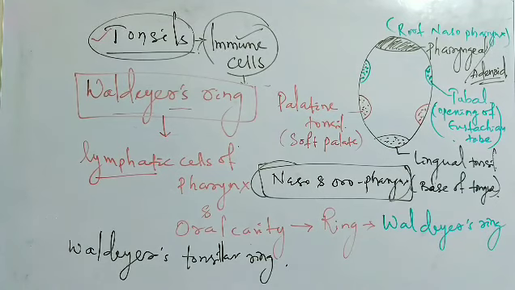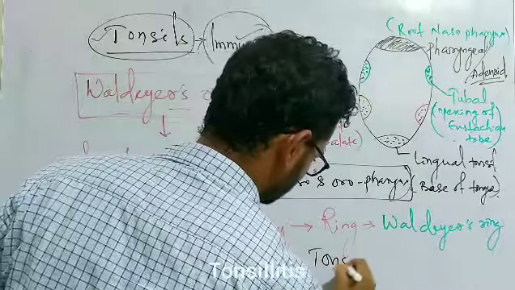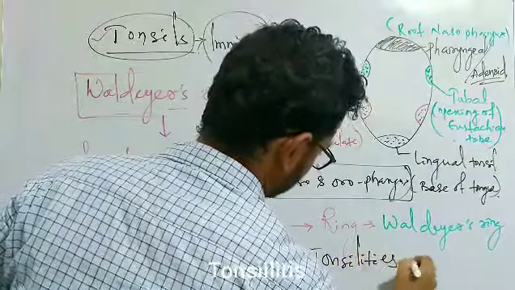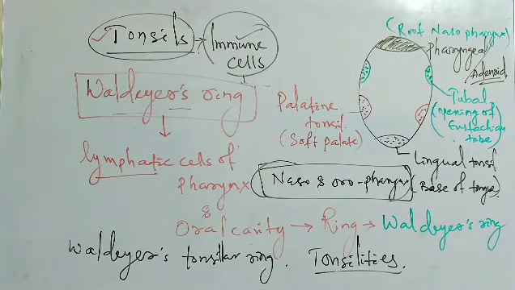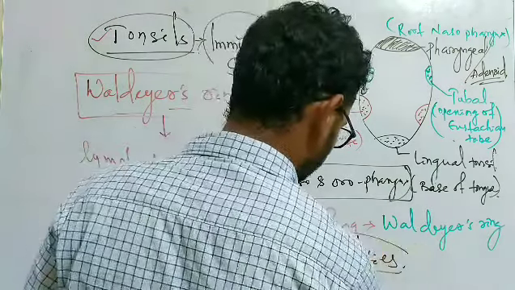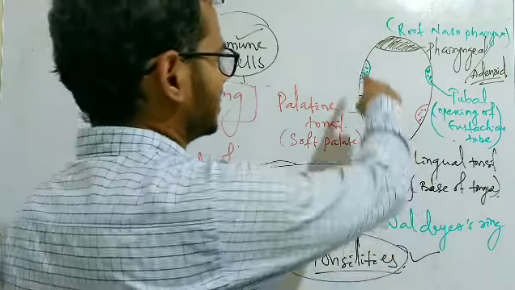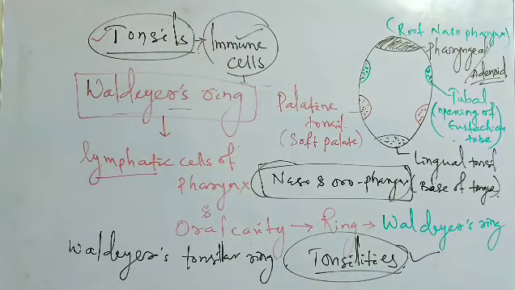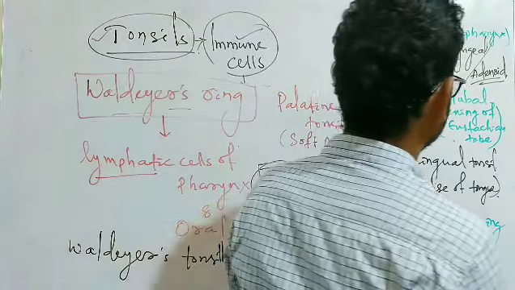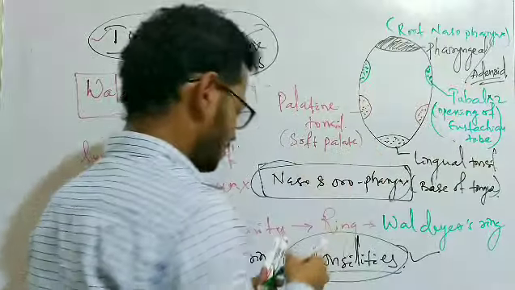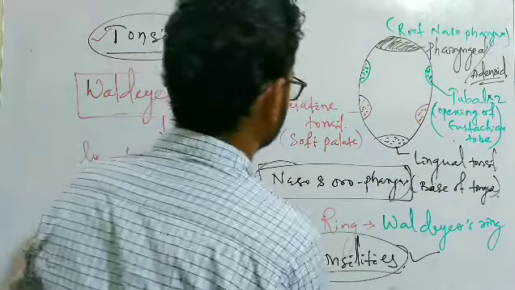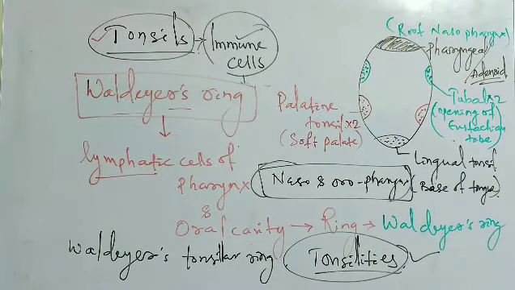Next, the infection in the tonsil is called tonsillitis. Tonsillitis is the term to denote the inflammation in the tonsil. When any inflammation takes place in the tonsil, it is called tonsillitis. It is the medical term for inflammation in the tonsil. So tubal tonsil is present in pair, and palatine tonsil is also present in pair. They are 2 in number.